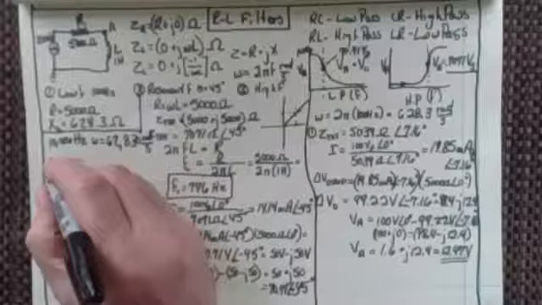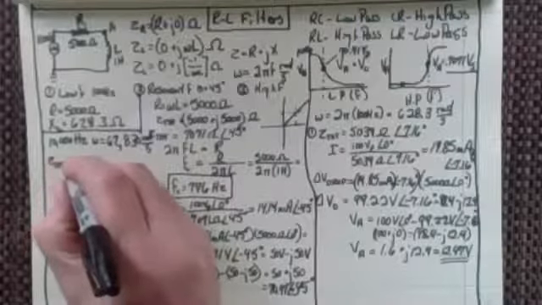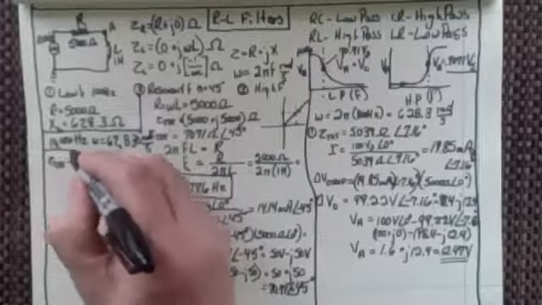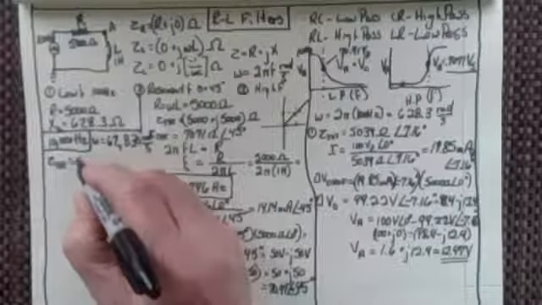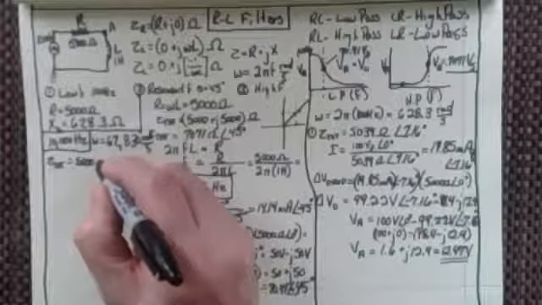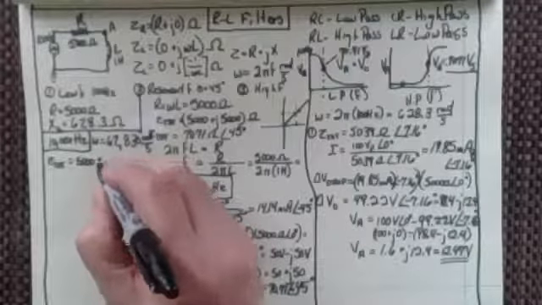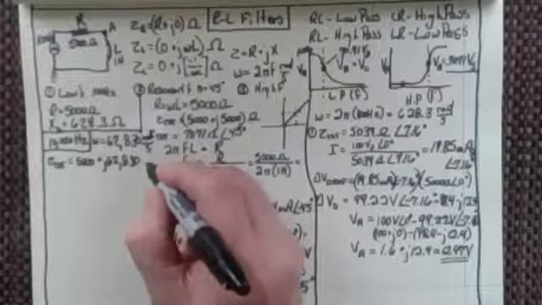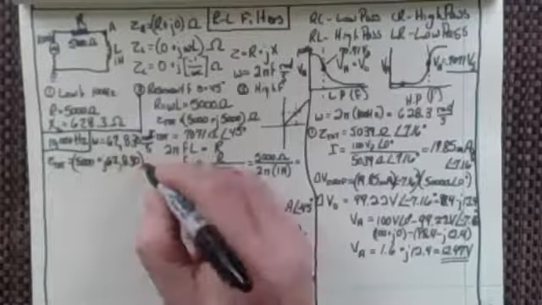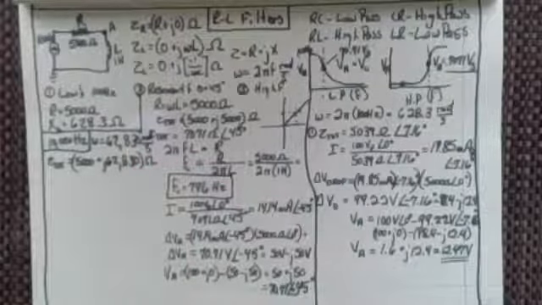So let's write that. I've got Z total for our circuit in the high frequency. Let's just write 10,000, keep that right there. That's going to be 5,000 ohms plus J62,830 ohms, right? I think everybody can see what's going to happen.